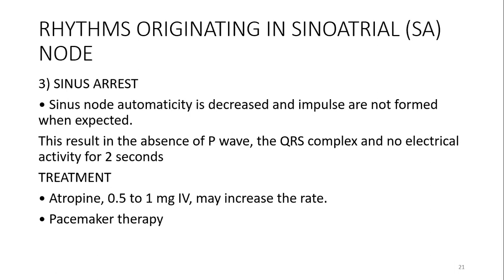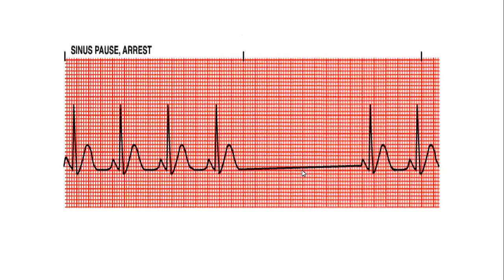Treatment is with atropine 0.5 to 1 milligrams intravenously, which helps to increase the heart rate, or pacemaker therapy. So you can still see it on the ECG strip. We said five large boxes is 1 minute. So 1, 2, 3, 4, 5, 6, 7, 8, 9, 10. So about 2 minutes. So you can see there's no electrical activity at this point for about 2 minutes.